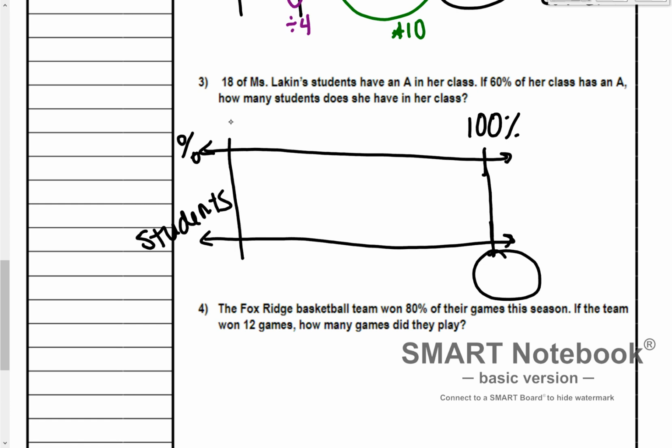Over here, we'd always start at 0%, and that's equal to 0. It says we're at 60%. 60% is a little bit more than halfway, so we're going to put 60% like right here. It doesn't have to be perfect, just like a good estimate. 60% was equal to 18 students. Okay. So now we think to ourselves, can we go straight from 60 to 100?